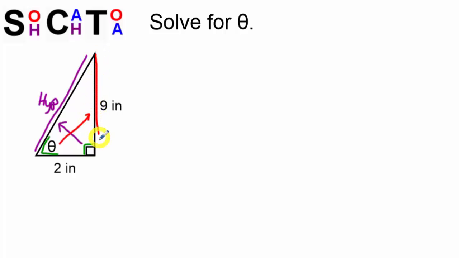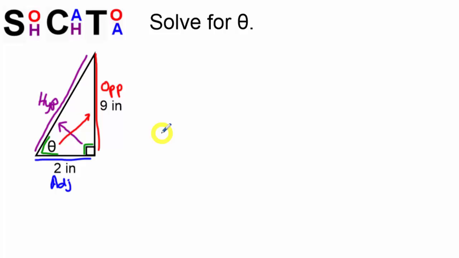The third side that we need to label is called the adjacent side. The adjacent side is the last of the three sides. In this case, the one with the 2 inches. The word adjacent means next to, and the reason why we call this side the adjacent side is because it is next to the angle theta.